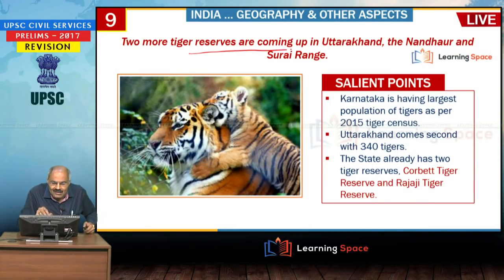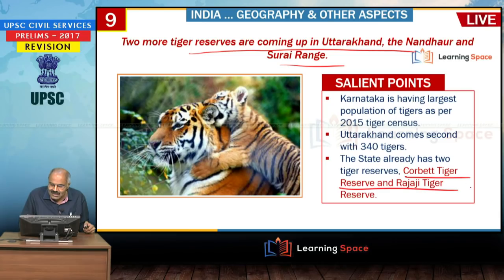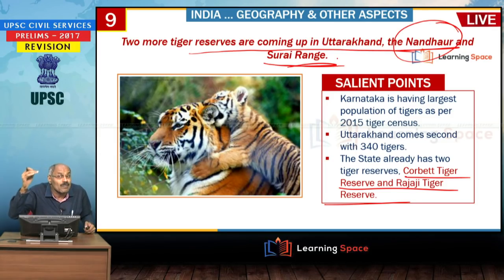Two more tiger reserves are coming up in Uttarakhand, Nandhaur and Surai range, and already Uttarakhand has Corbett Tiger Reserve and Rajaji Tiger Reserve. These two, Nandhaur and Surai range, are in the Terai region, and Nandhaur spreads across not only Uttarakhand but goes into Nepal also.